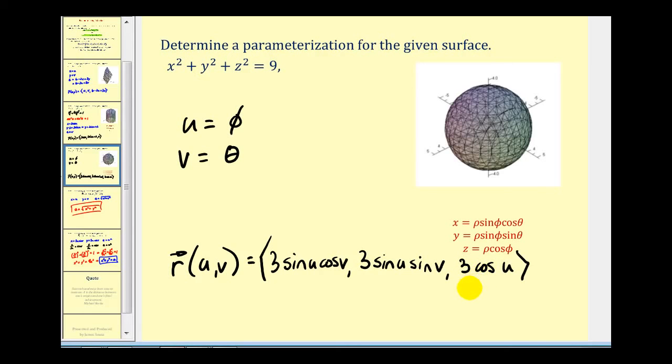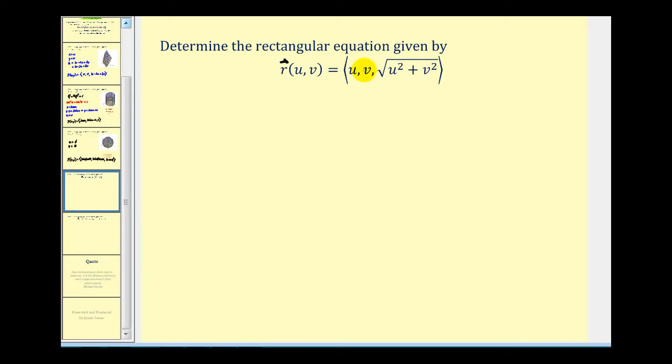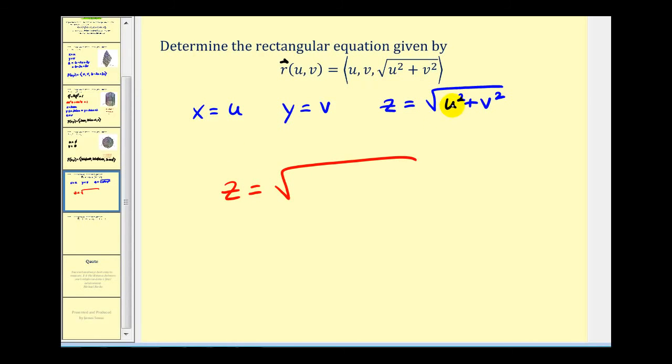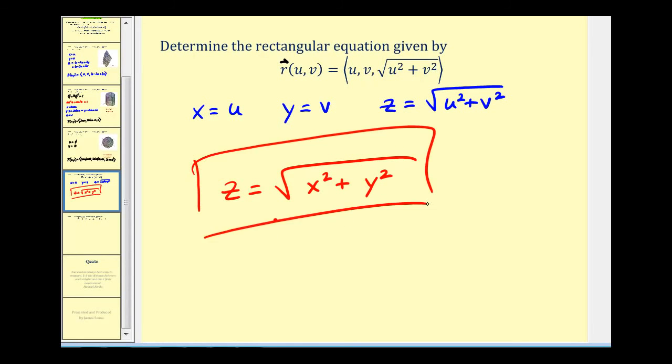Now let's take a look at a couple problems where we're given the parameterization and we want to determine the rectangular equation. So here we know that x would be equal to u, y would be equal to v, and z would have to be equal to the square root of u squared plus v squared. So again, this first one here is pretty straightforward. We could just perform a substitution because we know that u is equal to x, so we'd have the square root of x squared, and v is equal to y, so v squared would be y squared. And now we have the equation in rectangular form.